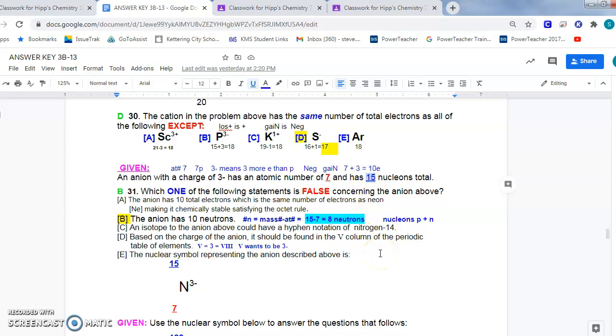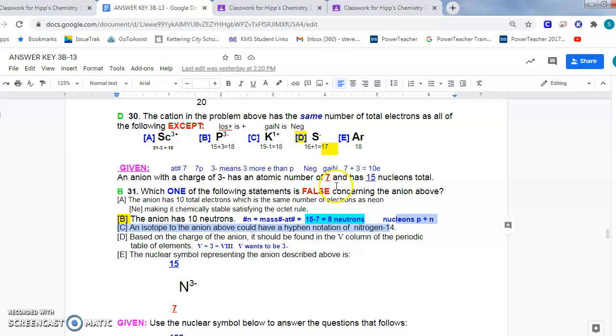It has 15 nucleons. Nucleons are protons and neutrons in the nucleus. So it has a mass number of 15. Mass number gives us the nucleons. If it has 7 protons and 15 total particles, it would only have 8 neutrons. 15 total particles minus 7 protons means 8 of them are neutrons, not 10. That's false. The isotope could be nitrogen-14.